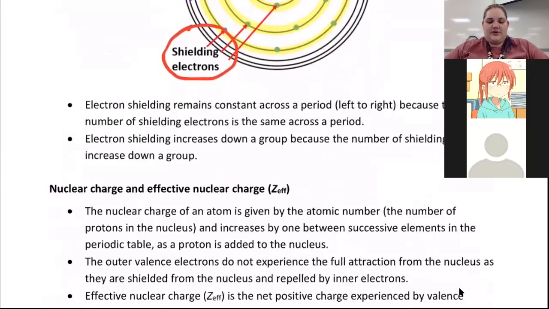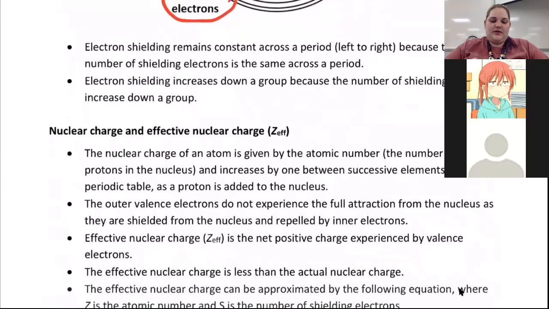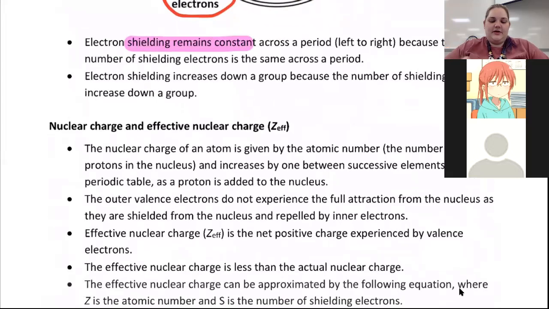And so we talked about that as you go across left to right, shielding is constant because as I go across a period, I'm not adding any energy levels. I'm just adding more valence electrons on the outermost shell. And so because I'm not adding any energy levels, the shielding is the same across the row because there's no more inner electrons being added. The electrons are all being added to the outermost valence shell.